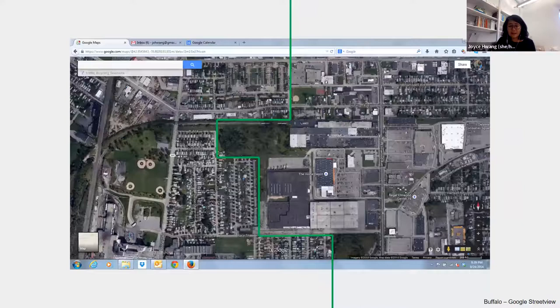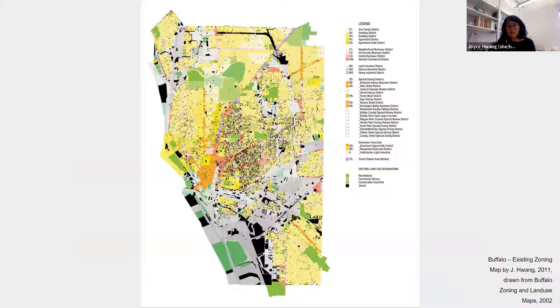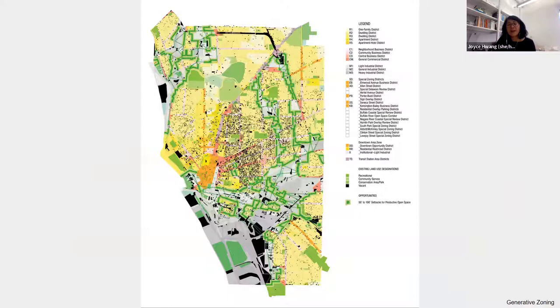And then sure enough, you can see the residential area on the right and the industrial area on the left, where there's a very large setback. So I went back to the zoning map and thought, well, what if I started to first outline them and then connect all of them with green lines to show what the potential might be if these things became connected.